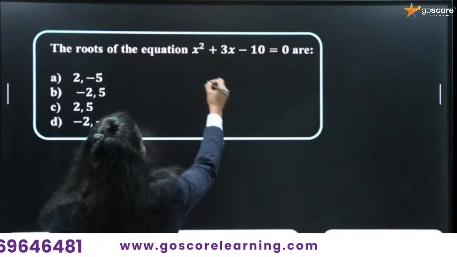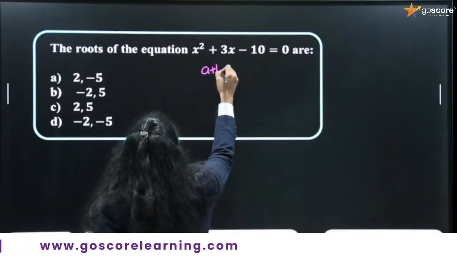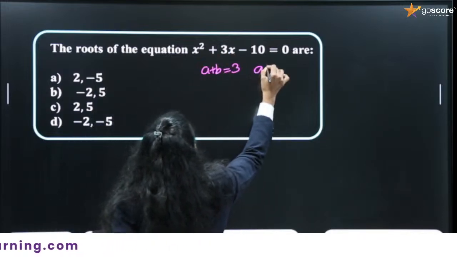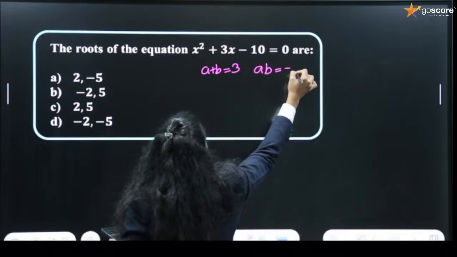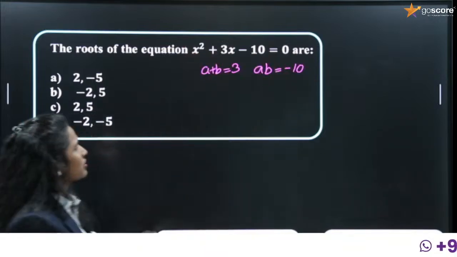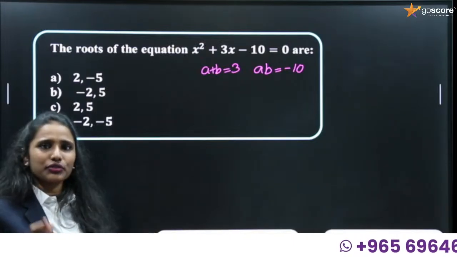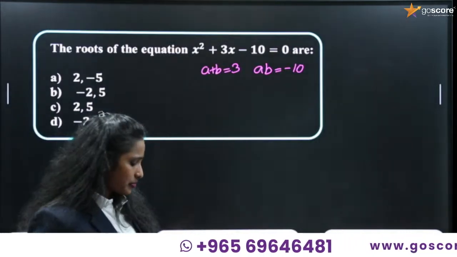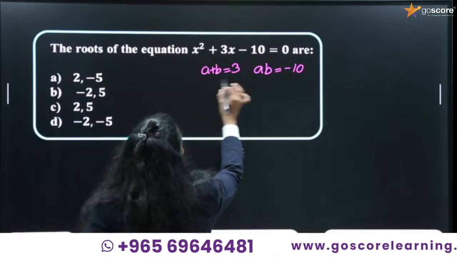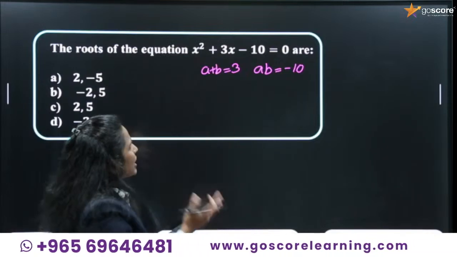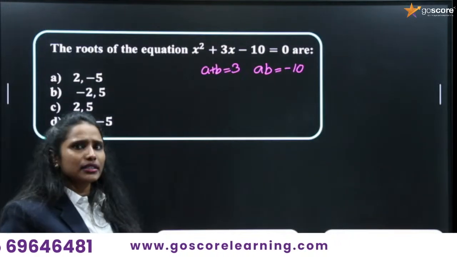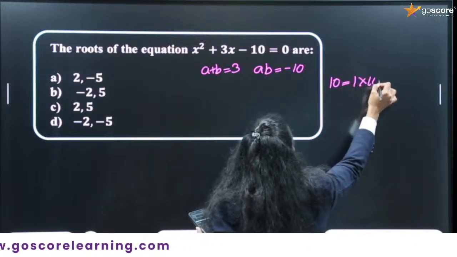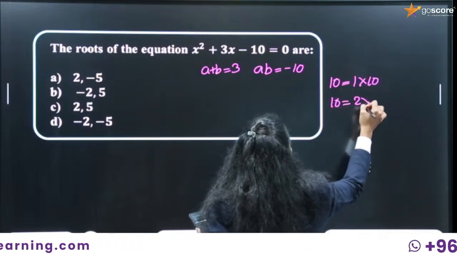But the sum should be the coefficient of x, and the product should be the constant term into coefficient of x square. Here the coefficient of x square is 1, so the product is minus 10. Clear? Now, when a plus b becomes 3 and a into b becomes minus 10, go for the factors of 10. How can we make 10? 1 into 10, or 2 into 5.